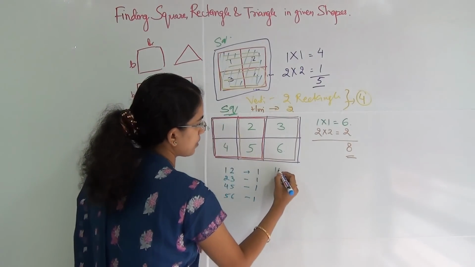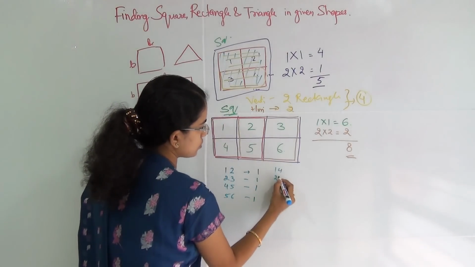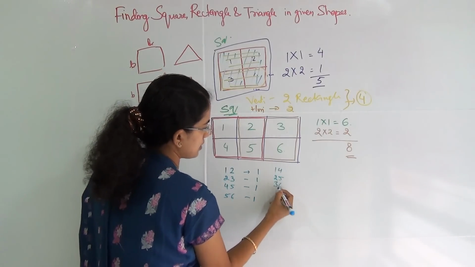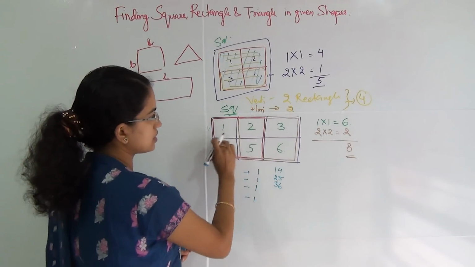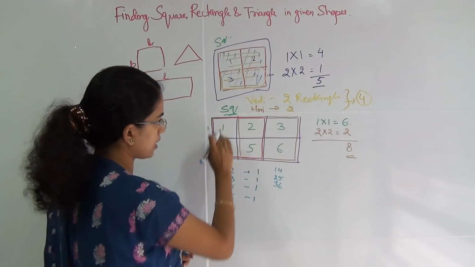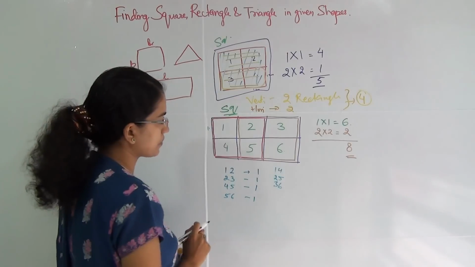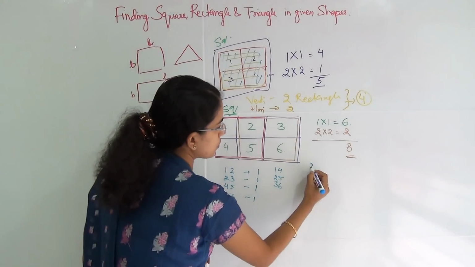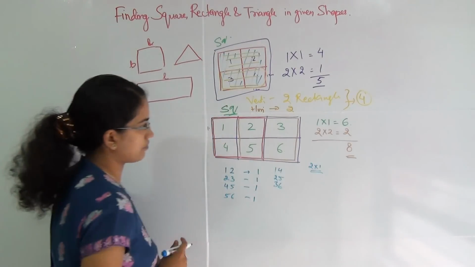So vertically it would be 1, 4, 2, 5 and 3, 6. So this and this horizontally. Okay, these 3 vertically. So these are all 2 by 1 rectangles that I have done.